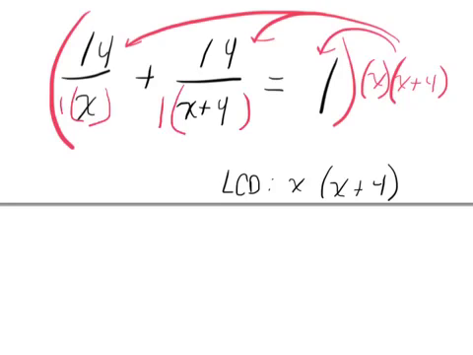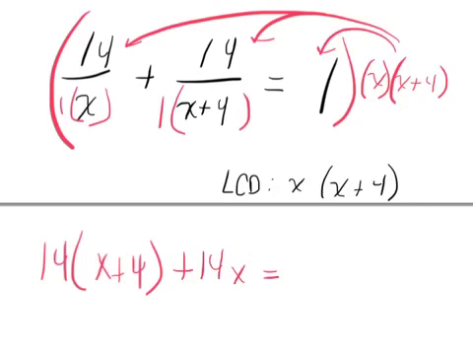Anyhow, multiplying through. In the first term, this x cancels with this x, leaving behind 14, quantity x plus 4. In the second part, x plus 4 here cancels with x plus 4 here, leaving behind x and a 14. And at the end, nothing cancels, leaving the whole part behind. What kind of an equation is this, folks? Quadratic in nature. Very good.